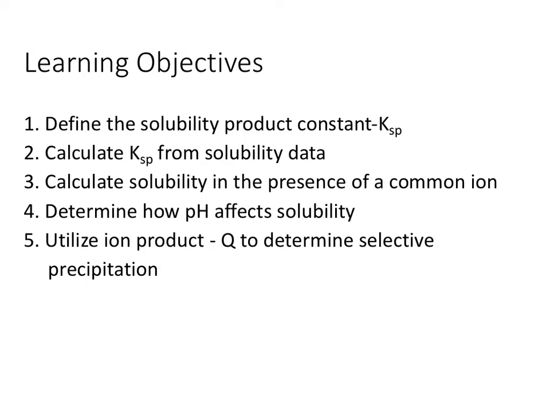Students will be able to determine how pH affects solubility for specific processes, and you'll be able to utilize ion products, or the Q values, to determine selective precipitations.